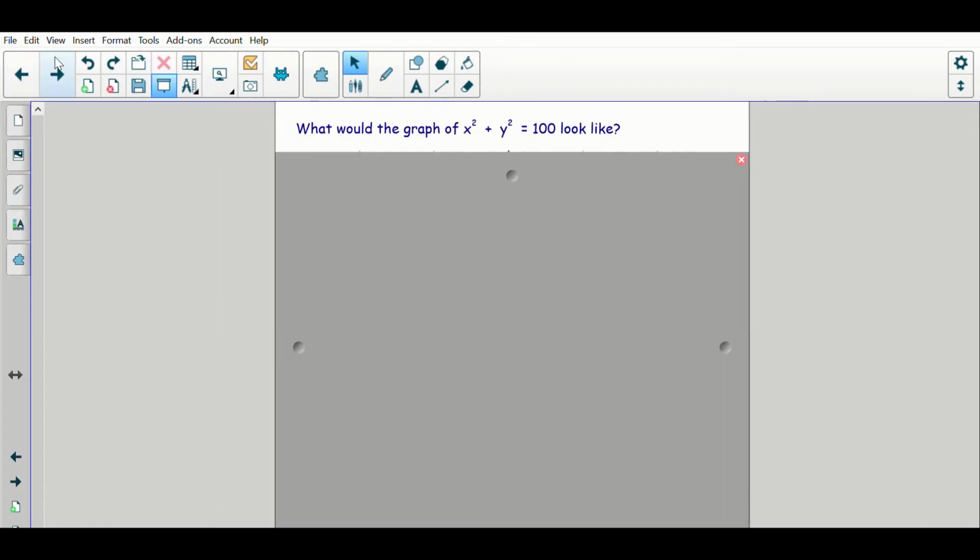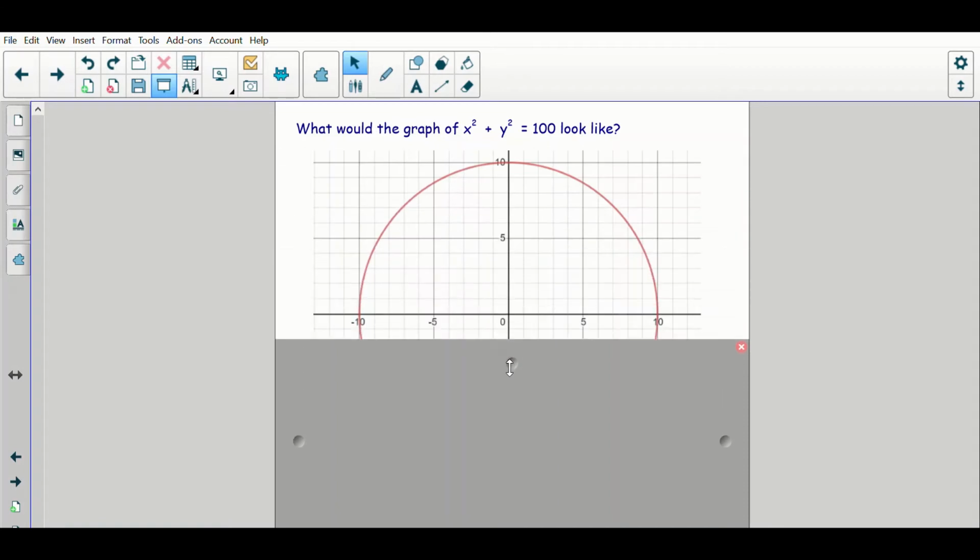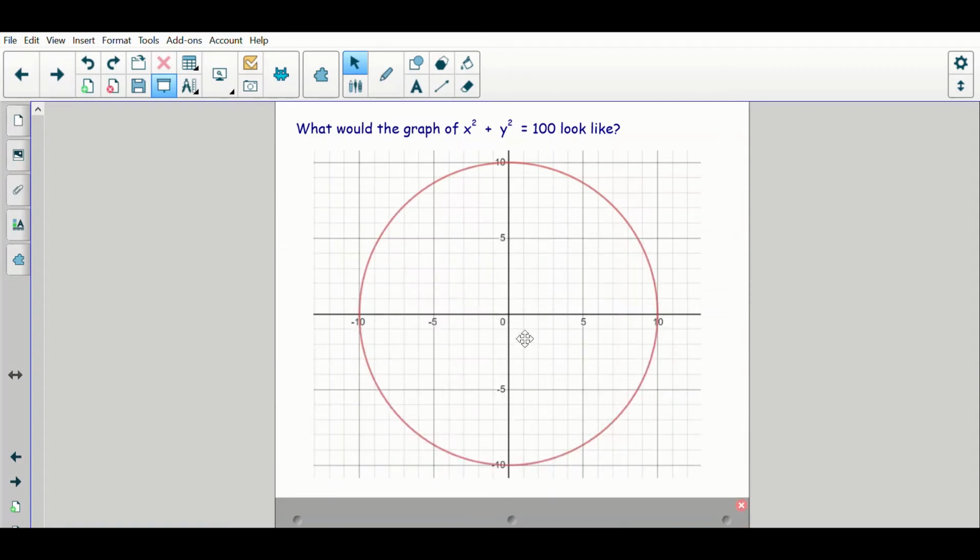So what would the graph of x squared plus y squared equals 100 look like? Have a think or draw a quick sketch. So you should have a circle, centre the origin, radius 10.